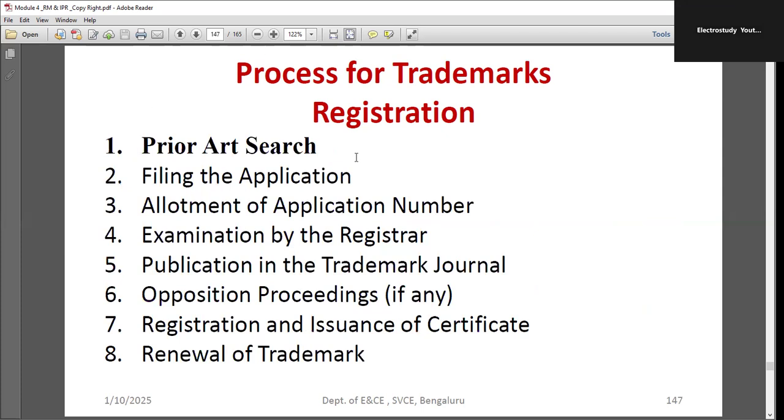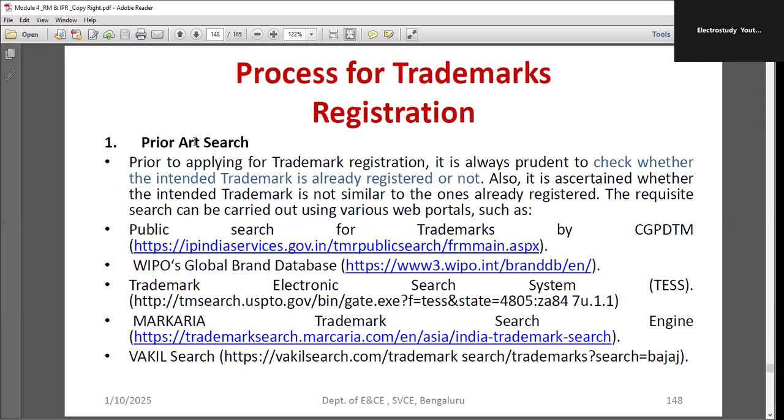These are the different processes involved in trademark registration: prior art search, filling the application, allotment of application number, examination by the registrar of trademark, publication in the trademark journal, opposition proceeding within 3 months, then registration and issuance of certificate, and ultimately renewal of the trademark. In that, there will be a particular duration. How to do the prior art search using the following website, you can check it up.